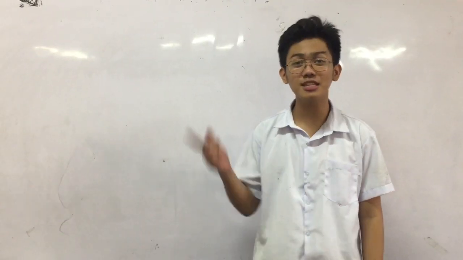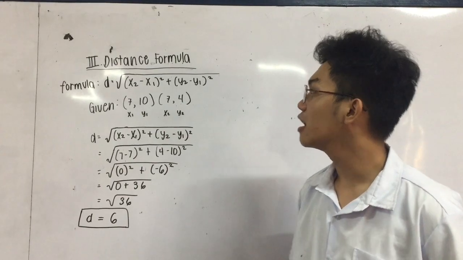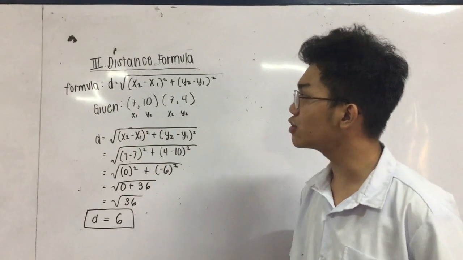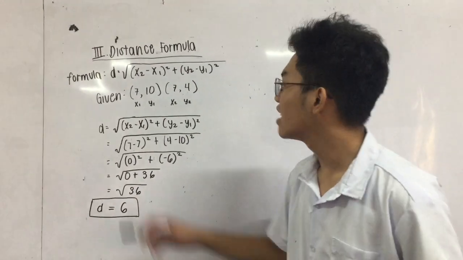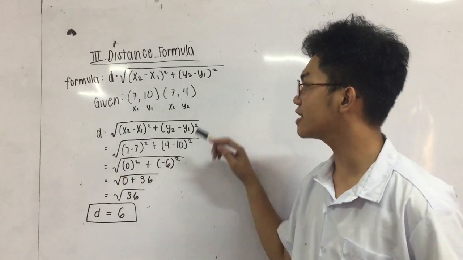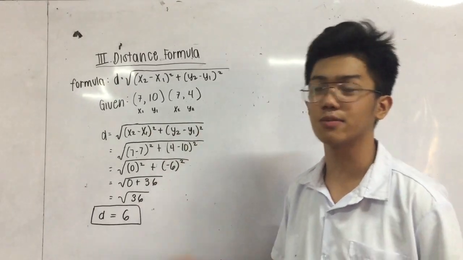Our next lesson is the distance formula. The formula for distance is d is equal to the square root of x sub 2 minus x sub 1 squared plus y sub 2 minus y sub 1 squared. Our given is (7, 10) and (7, 4), which is equivalent to x sub 1, y sub 1, and x sub 2, y sub 2.